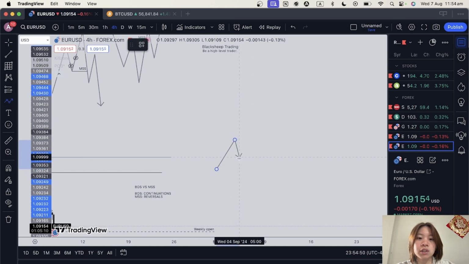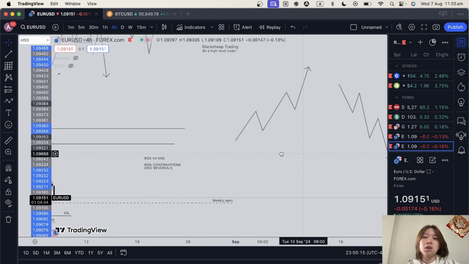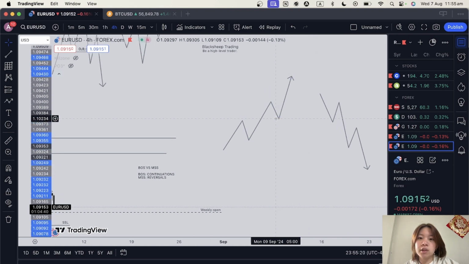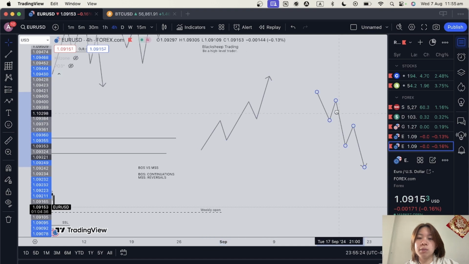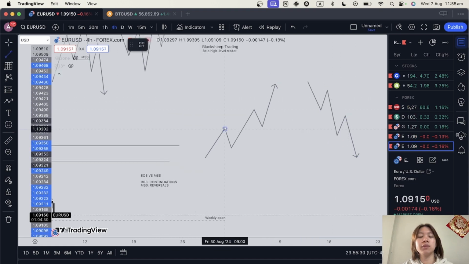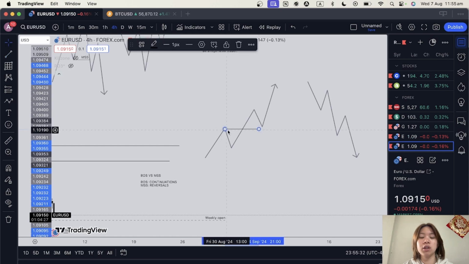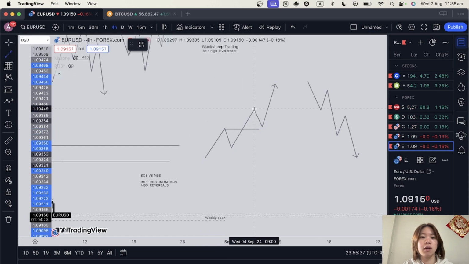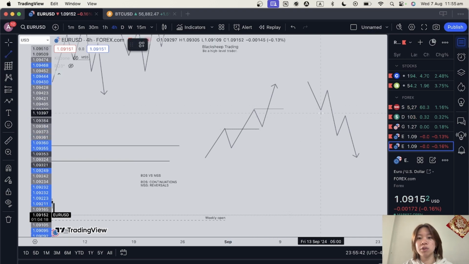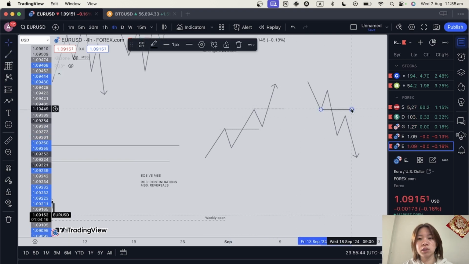So breakup structure tends to look more like this, with higher highs being made if this is bullish, and lower lows being made if this is bearish. Whenever we get this break right here, that is our breakup structure. So this previous high right here, and we break past it, that's a breakup structure. In terms of an uptrend, that's how a breakup structure looks. In terms of a downtrend, this is what a breakup structure looks like.